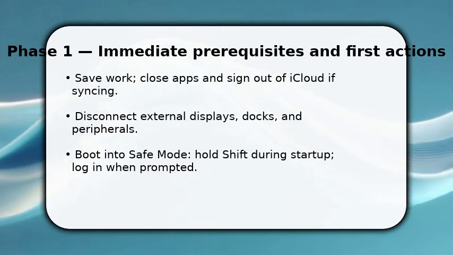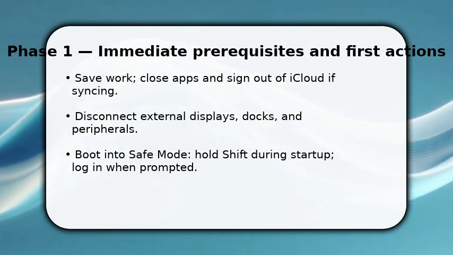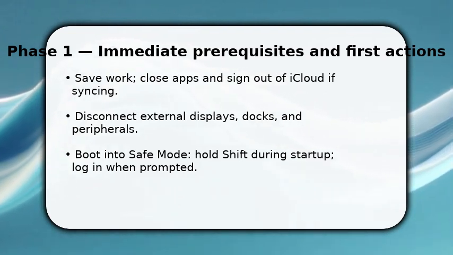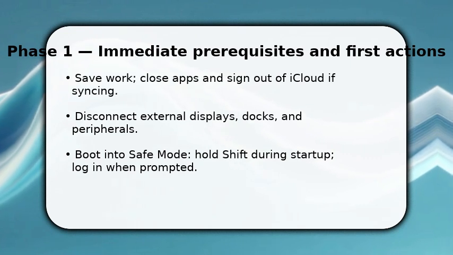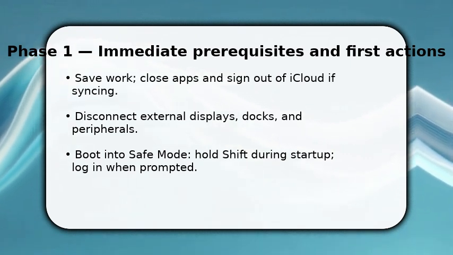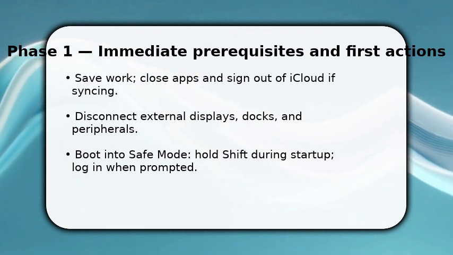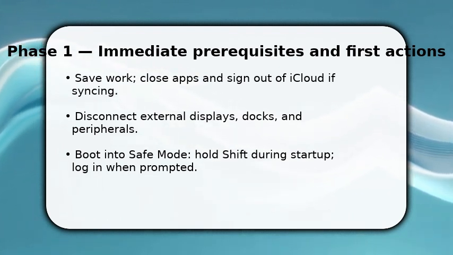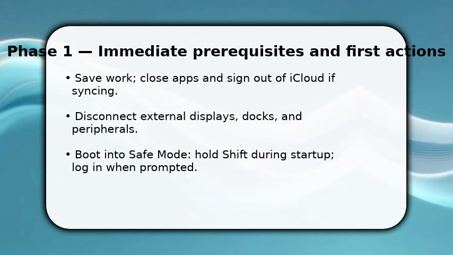You start by saving work and closing apps. This prevents data loss. Disconnect monitors, hubs, and cables to isolate the Mac. Peripherals can cause flicker. Once done, power off and hold Shift during startup to enter safe mode. This disables third-party drivers and caches.